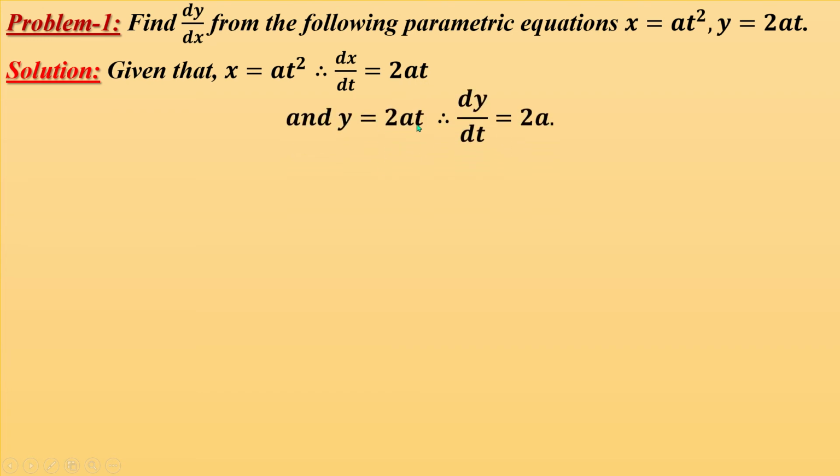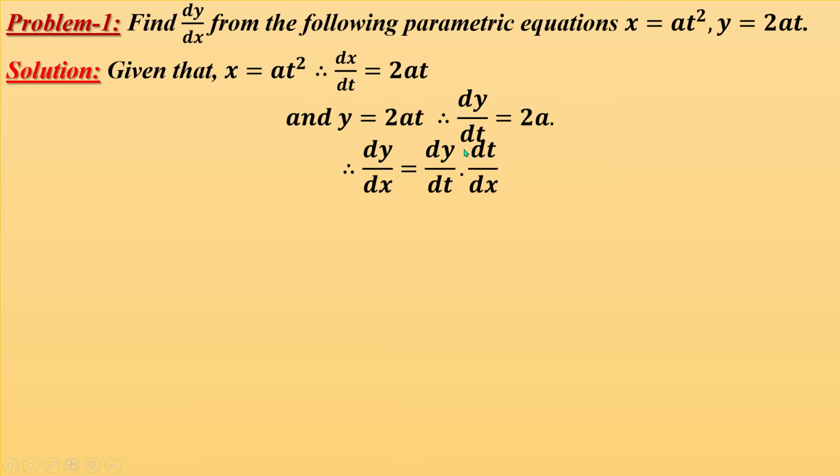And y equals 2a t, and we differentiate this with respect to t. So t is a variable, and after differentiating this equals only 2a, because the derivative of t with respect to t equals 1. So dy/dt equals 2a, but we have to find dy/dx, that means the derivative of y with respect to x.